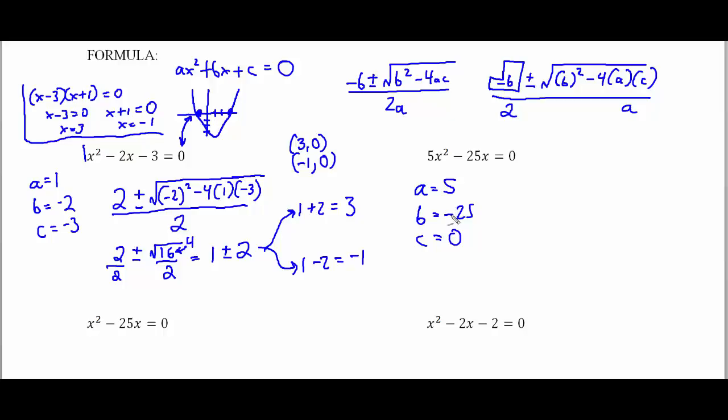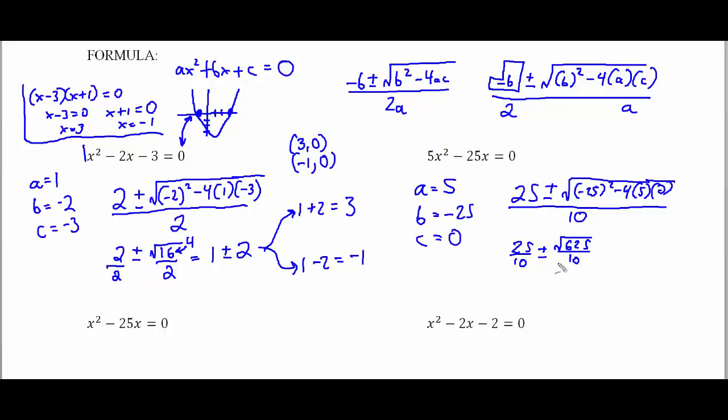My negative b is the negative of negative 25, so it's positive 25. That's the driver of the truck, plus or minus the square root of negative 25 squared minus 4 times a times c, which is 5 times 0. And 5 times this is going to all make 0, and then this is all over 2 times a, in this case 10. Now I'm going to split this up into 25 tenths, plus or minus. I'm going to simplify the discriminant, or the items underneath the square root, which is 625 over 10, which I can break down into 25 tenths plus or minus the square root of 625, which is 25 tenths again.